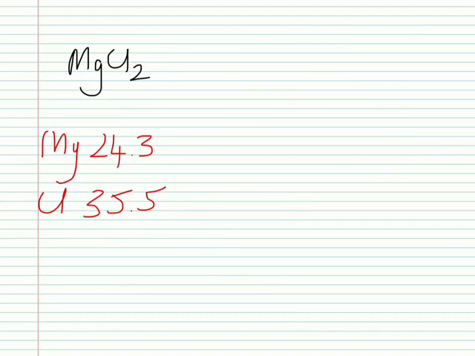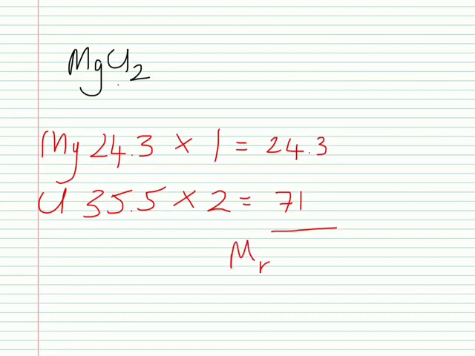There's only 1 atom of magnesium in this molecule, so we only need 1 lot of 24.3. But there are 2 chlorine atoms, so we need to multiply 35.5 by 2. Then we need to add these 2 numbers together. Our 1 atom of magnesium weighs 24.3, and then we have 2 atoms of chlorine, each weighing 35.5. The relative formula mass, the Mr of magnesium chloride, is 95.3. 1 molecule of magnesium chloride weighs 95.3.